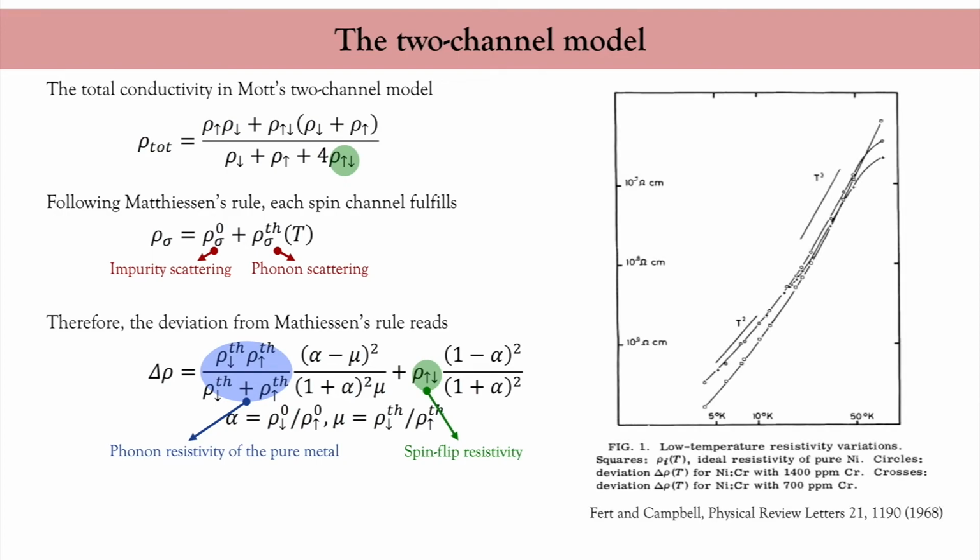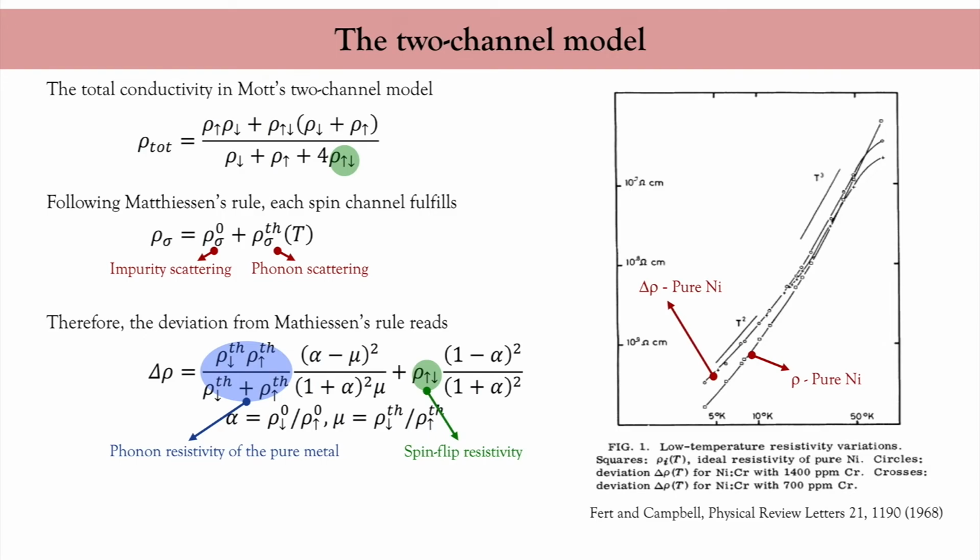This is what Fert and Campbell did in their paper. They considered pure nickel and nickel doped with chromium and investigated the temperature dependence of their resistivity. Here you have the resistivity of pure nickel marked by the small squares, and here the deviation of this resistivity from Matthiessen's rule marked by the small circles.